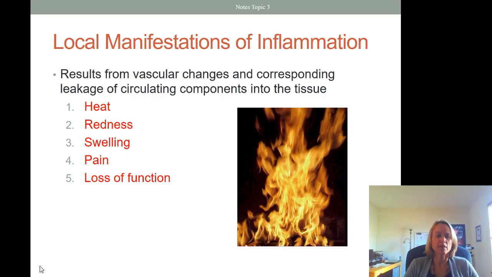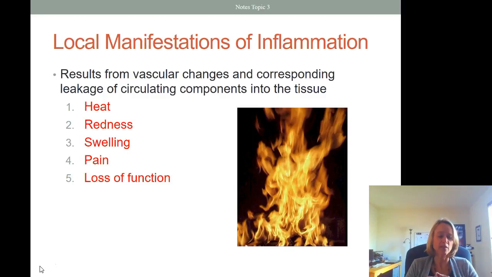Okay, so what are the 5 local manifestations of acute inflammation? Heat and redness. Remember that was due to increased vasodilation of the capillaries. And then swelling and pain and loss of function are all due to the increased capillary permeability, allowing exudate to leak out, that protein-rich exudate. That's going to cause the swelling. That extra fluid can impinge on nerves and lead to pain, as well as the bradykinins. And then that swelling of the tissue is going to lead to loss of function.